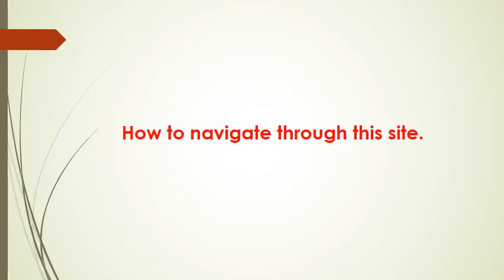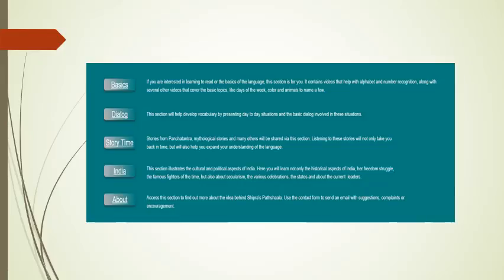So how do we navigate through this site? How do you make the best use of this site? Here is a screenshot of the part that you will see as soon as you scroll down from the video on the home page. This lists out the various sections on the website. The first section, as you see, is the basics. This is where I have created a collection of videos that will teach you the letters in the Hindi alphabet, the numbers that are used, the days of the week, the color names, animal names, and as time goes on, more and more videos will be uploaded to it.